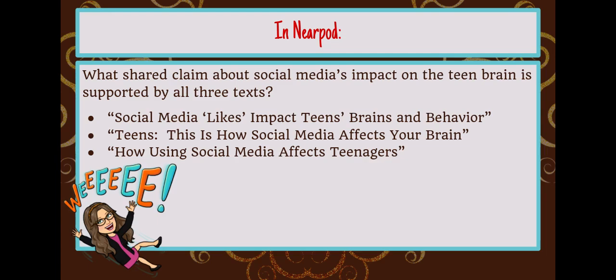The question that you will be answering is, what shared claim about social media's impact on the teen brain is supported by all three texts? While you're answering this question, I want you to think about the following. What evidence from the texts support this claim? You will have, after the discussion, 10 minutes to fully answer this question in Nearpod.